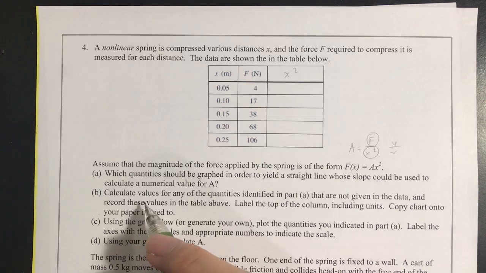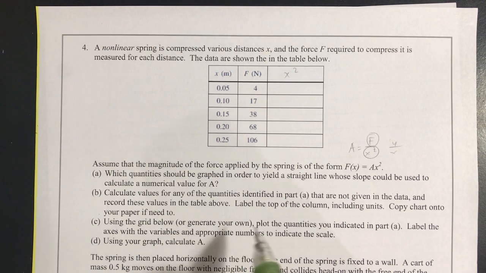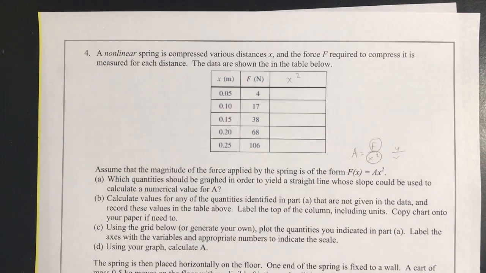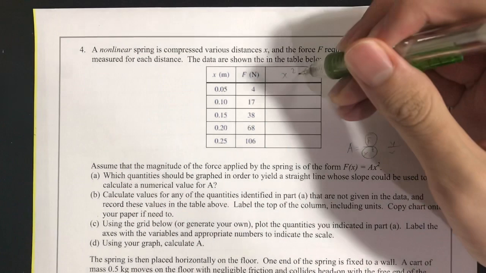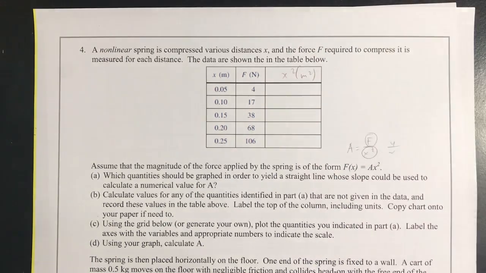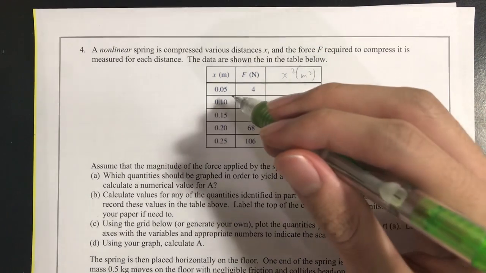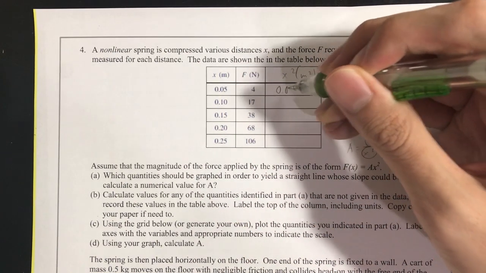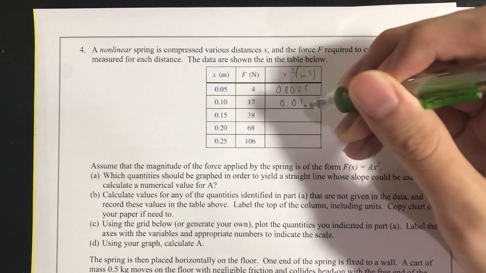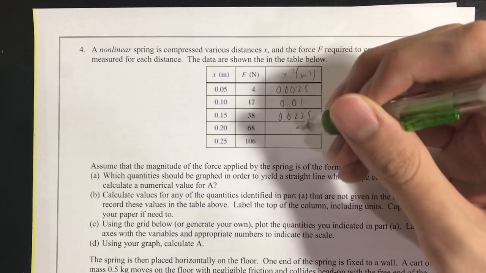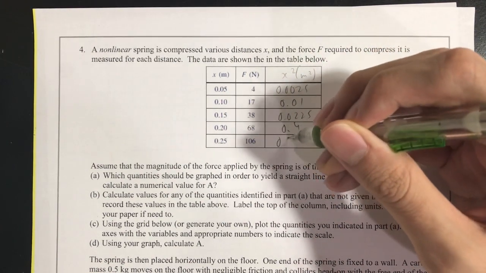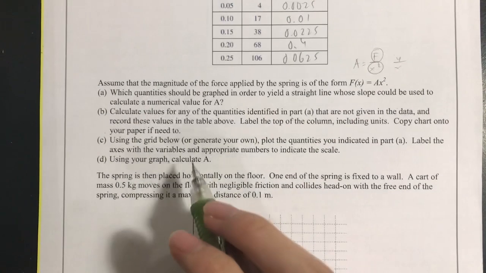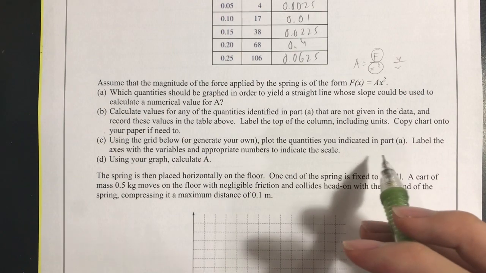Part B, calculate values for any of the quantities identified in Part A that are not given in the data and record these values in the table above. So x squared, units would be m squared, because you're squaring. And we're just basically squaring all of these values and putting it here. This would be 0.0025, 0.01, 0.4, 0.0625.